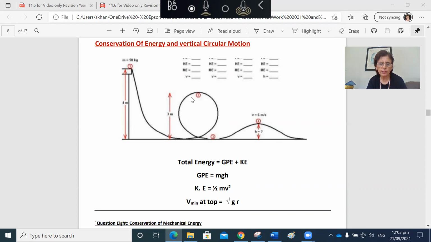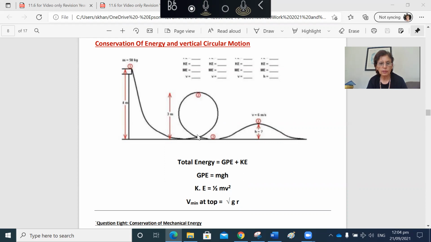As the ball rolls up, then at this position, it will have some gravitational potential energy, and because it is moving, it will have kinetic energy also. Now, to find out the speed at this particular point, the object must have enough speed to maintain this vertical motion. In these types of questions, quite often we will be asked at what height the ball should be released so that it is able to maintain this vertical circular motion inside this loop.